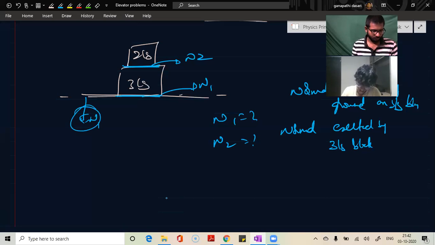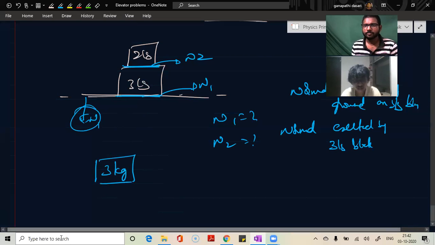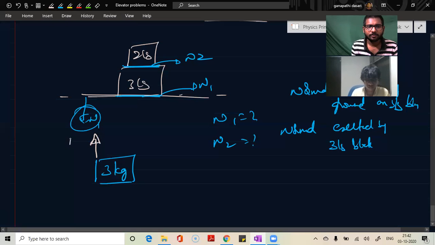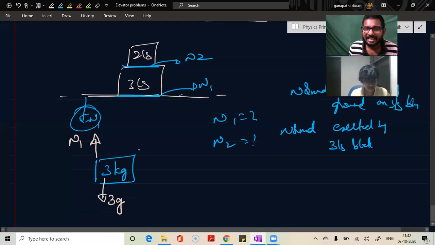Sir, N1 is 3G and N2 is 5G. Here only you are making a mistake again. On the 3 kg block, what are the forces acting? There will be N1 acting due to the ground on this block. There will be 3G acting downwards. Then there will be N2 acting downwards. Why? Because this N2 will push the 3 kg block down and it will push the 2 kg block up.